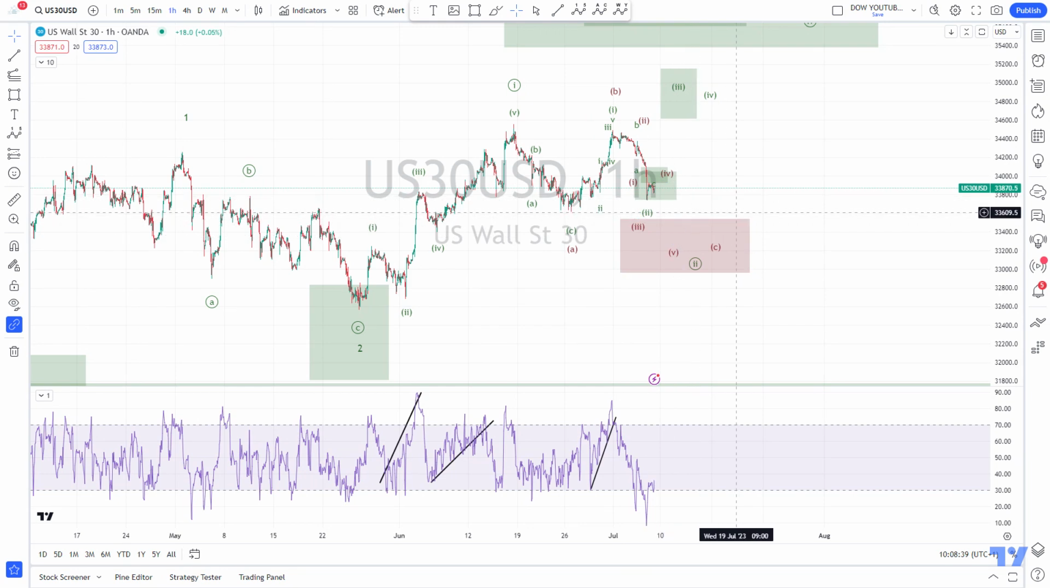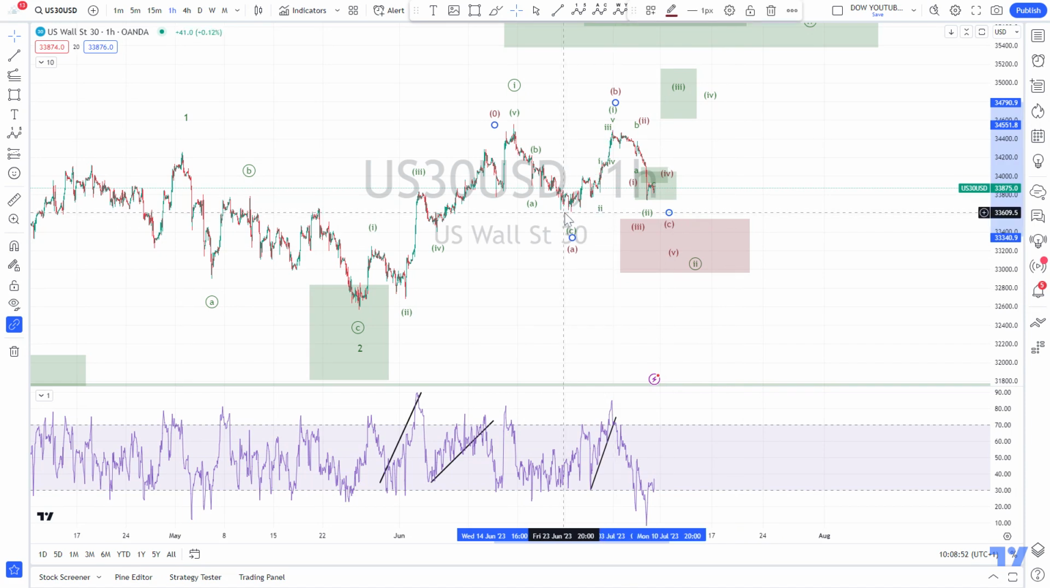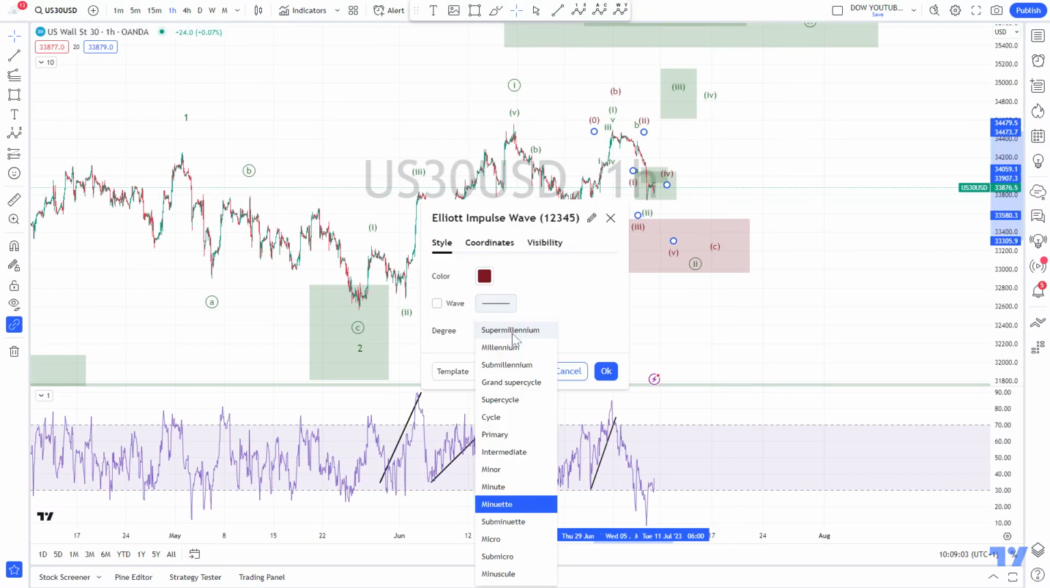Now, it could be that we do not reach this area. This is always possible. It is enough if we take out this wave A low, it is enough to have our wave C actually. And taking out this wave A low is slightly above this area. So this is also something that is possible.